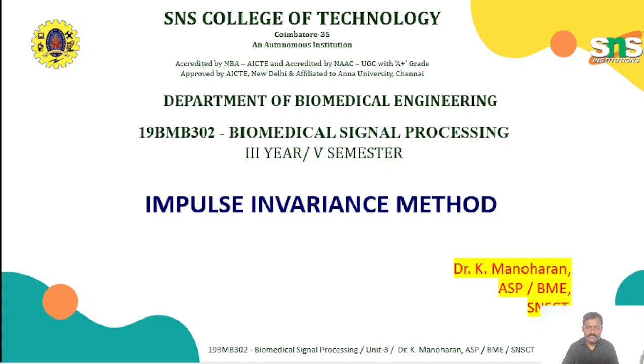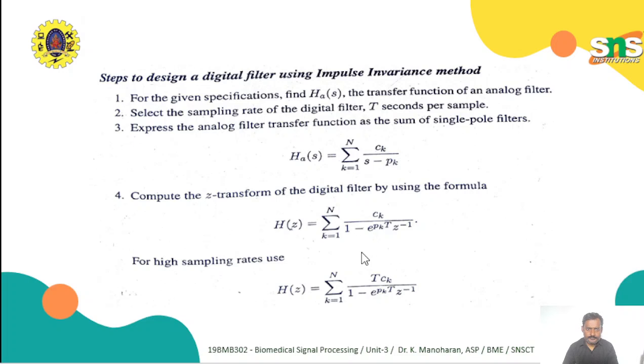So today in class we are going to discuss the Impulse Invariance Method of designing an IIR filter. First, the steps to designing by the Impulse Invariance Method. First step is, from the given specification, find H(s), the transfer function of an analog filter. For analog filter design, we have already seen two methods. Any one method can be used to find that H(s). This is the transfer function of the analog filter.